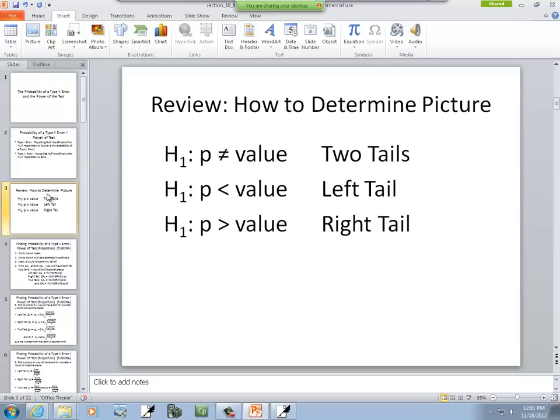Now to review a little bit, remember how to determine your picture, your tails. Ignore the P, you can have any symbol there. You could have mu if we're talking about the mean. If you've got a not equal to on H1, it's two tails. Less than on H1, it's a left tail. Greater than on H1, it's a right tail.